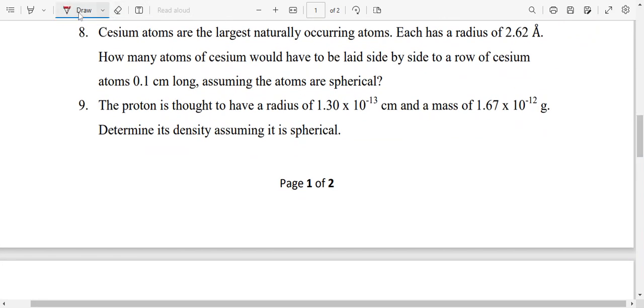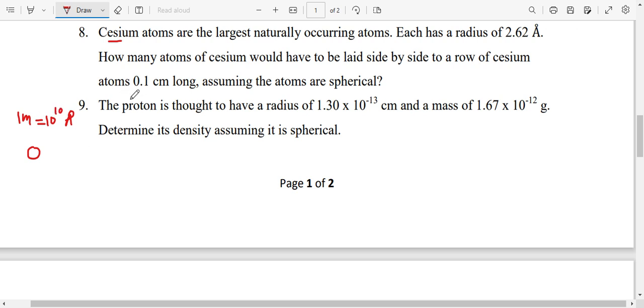So question number 8. Cesium atoms are the largest naturally occurring atoms. Each has a radius of 2.62 angstrom. How many atoms of cesium would have to be laid side by side to make a row of cesium atoms 0.1 centimeters long, assuming the atoms are spherical? So from here, what data do we have? We have cesium atoms, of course. They've got a radius of 2.65 angstrom, meaning that they are circular in this case. Now, when you're talking about the angstrom, we know that 1 meter is 10 to the power positive 10 angstrom. So this is what we need to take note of.